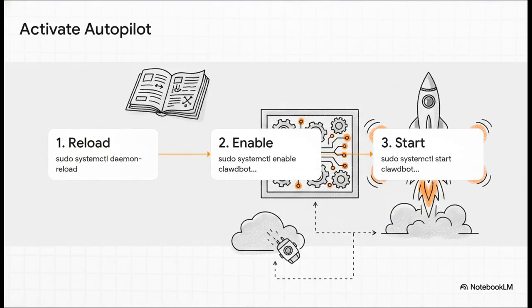With our instruction manual written, we just need to issue 3 final commands. First, daemon-reload tells the system, hey, I just gave you a new manual, please read it. Second, enable makes sure the bot will start automatically every single time the server reboots. And finally, start kicks the whole thing off right now. And just like that, the autopilot is fully engaged.